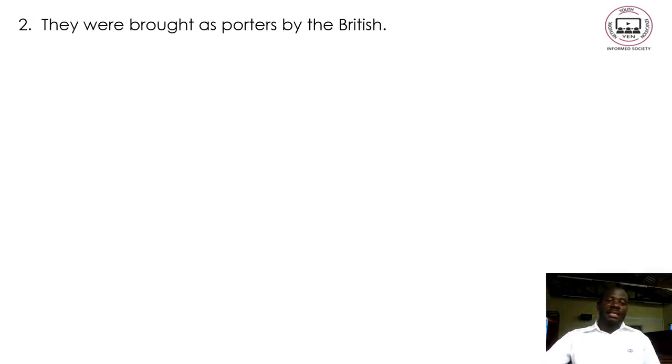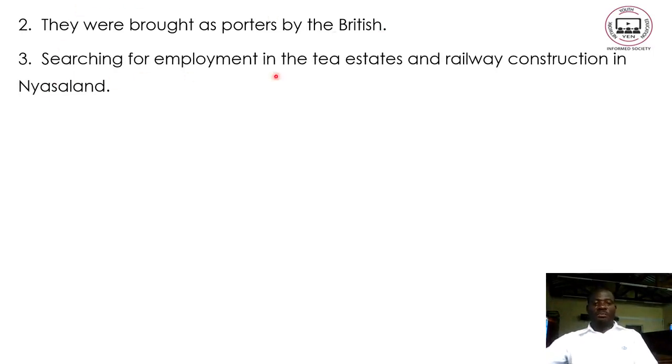Another reason for the migration was that they were brought as porters by the British. Porters are helpers. When the British were coming to Malawi, they were using the Zambezi, which goes through Mozambique there. So some of the Lomwe were taken as porters, helpers, to assist the British as they were moving into Malawi. And also, they came searching for employment in tea estates and railway construction in Nyasaland.